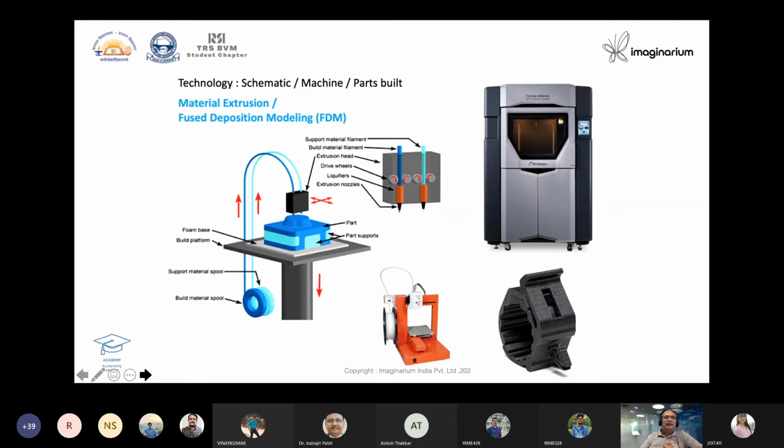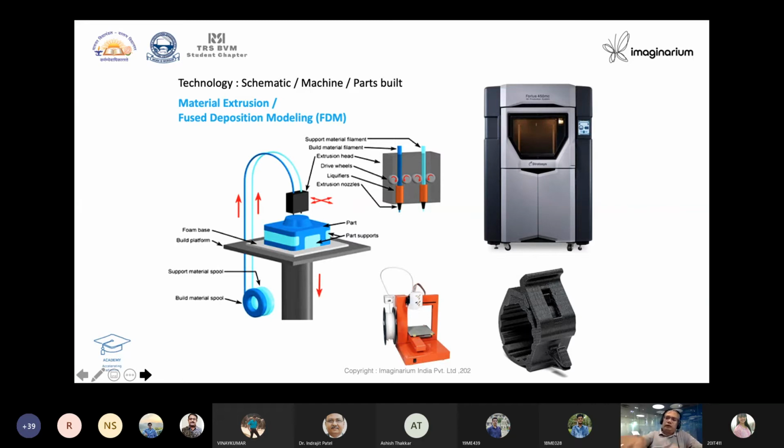So husband and wife both formed a company. Today, the company is a big one. They have a lot of technologies. And this is one of the most popular of all the technologies because the technology is fairly simple to understand, execute, and build also. The patent rights expired somewhere around 2009. MakerBot started making them, and this became open source.